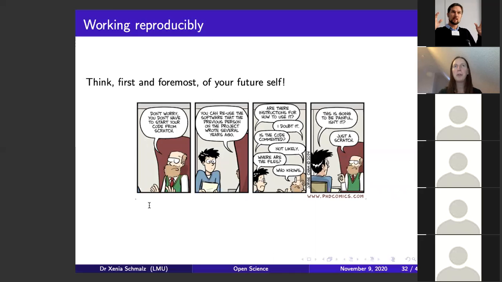And the thing about working reproducibly is that it is good from an open science perspective, because you are really making your work available to other people. You are really making the whole research process transparent, so other people can build on it and really understand what you did. But first and foremost, it's also something that is very good for yourself, for your future self, when you try to go back to a project that you started a while ago and that you are trying to finish.